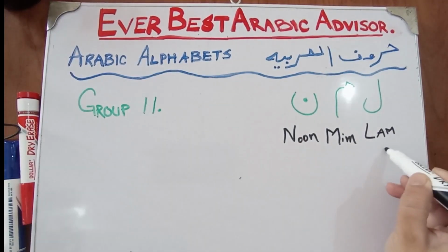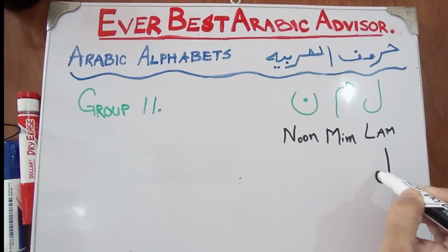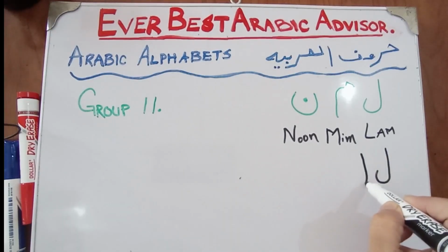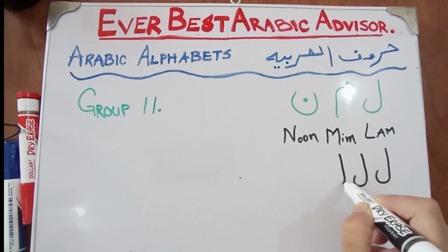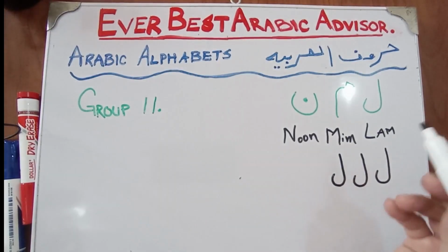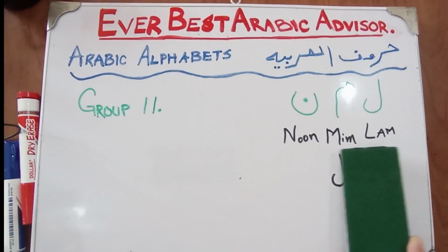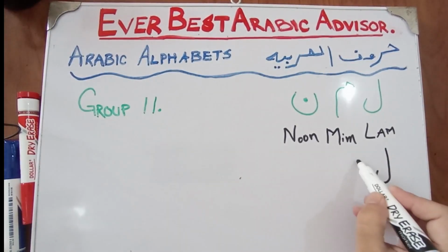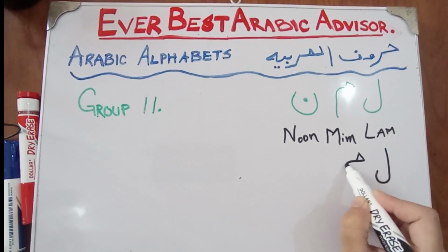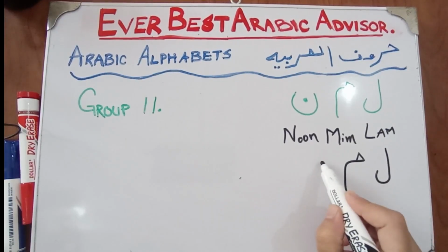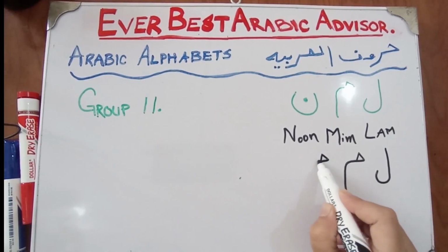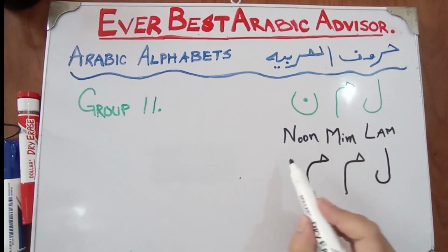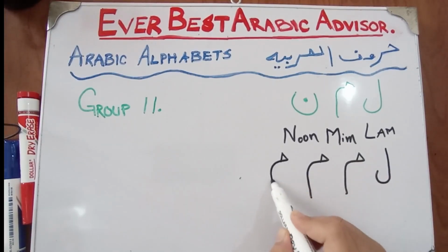How to write it? Lam is just like this shape. Let's try it again. Lam. And for Mim, just like this. Mim. Let's try it again. Mim. You see?